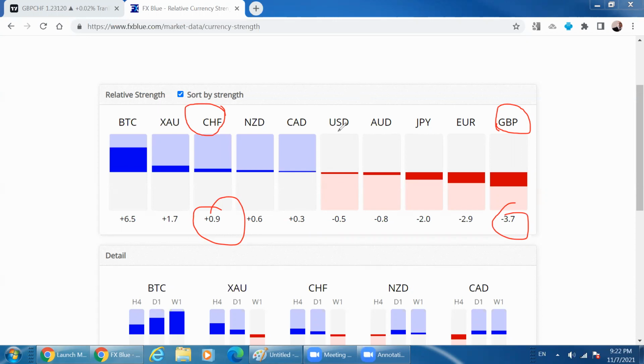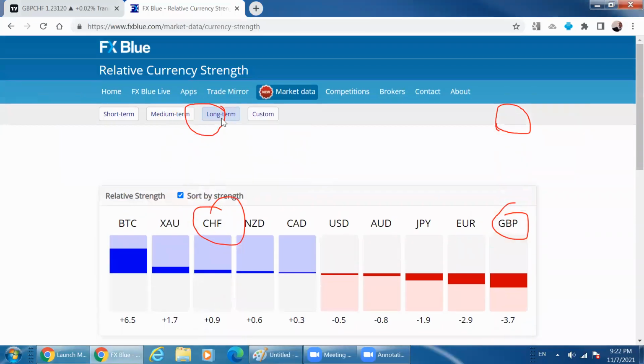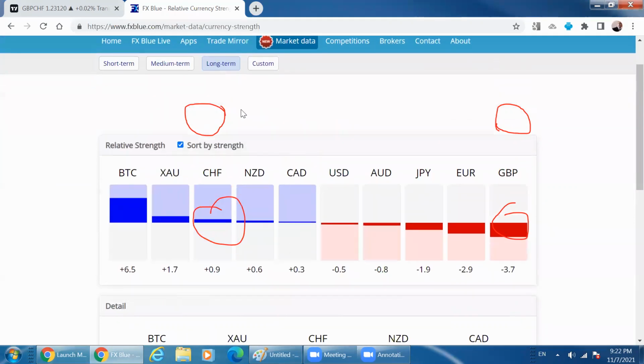All right, now understand, with this strength meter, you can go long-term, medium term, or short term, right? I have it for the long term. So I'm looking at it for the week. I'm looking for us to get paid to eat for the week, not just a day trade or two. Got it? So what pairs are you going to be looking at?